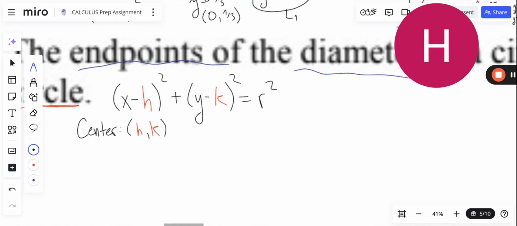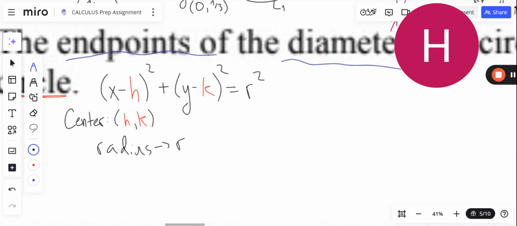So what does that mean? That means we need to be able to find the center, and we need to be able to find the radius, which is just r. How are we going to do that? Especially considering what they gave us. So let's remind ourselves, what did they give us? They gave us endpoints of a diameter.